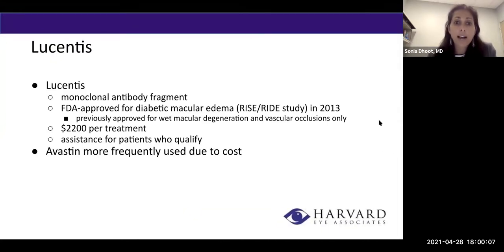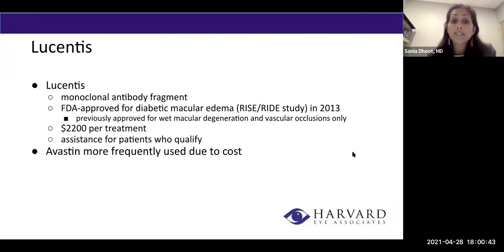So Lucentis, basically what happened when this Avastin drug got switched from a chemotherapy drug to an eye drug, they took basically, without getting too molecular, the active component of the Avastin and got it FDA approved because the drug company wanted to be able to charge more for it. So the Lucentis, which is essentially the same exact thing as the Avastin, is FDA approved for diabetic macular edema. But it's about $2,200 per patient or per treatment as opposed to about $200.